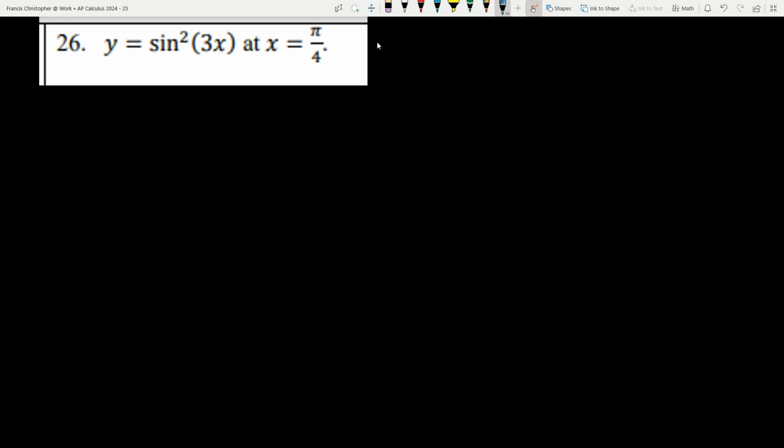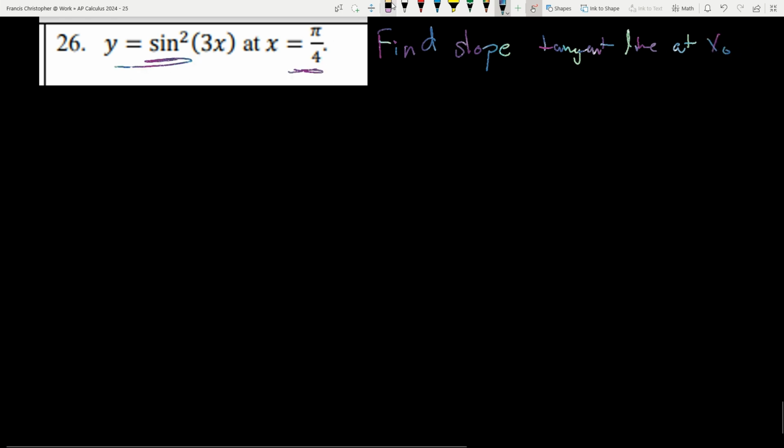Okay, so for this one, I forgot to screenshot it. Whatever. So this one wants you to find the slope of the tangent line at some point. I'll call it x naught. Well, in this case, it's pi over 4, and this is our function. So this looks like another repeated chain rule, so I'm going to use multiple colors again.